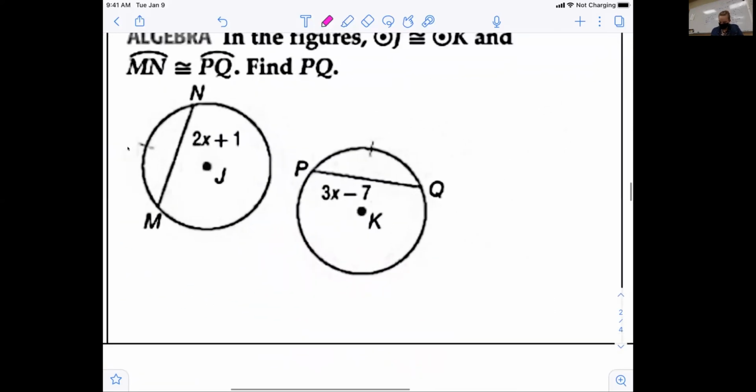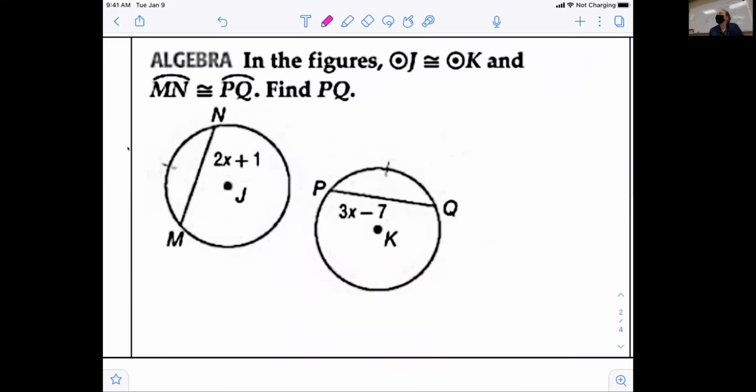It says in the figures, circle J is congruent to circle K, and MN is congruent to PQ. How do I find PQ? Melissa? We set them equal to each other. So if the arcs are congruent, then that means the chords are congruent. So I'm going to say 2x plus 1 equals 3x minus 7.